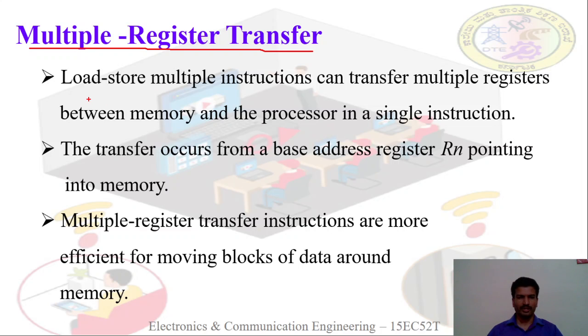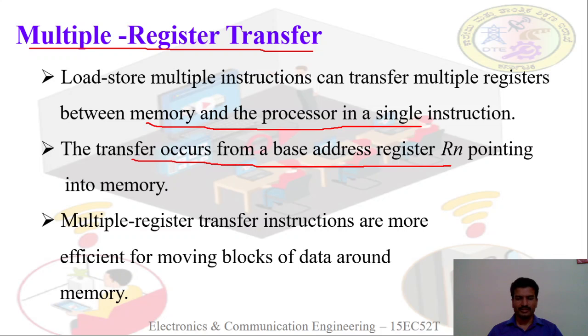Load store multiple instructions can transfer multiple registers between memory and the processor in a single instruction. We can write a single instruction that transfers multiple registers between the memory and the processor. The transfer occurs from base register Rn pointing into the memory. Here we are using one register acting as the pointer that holds the starting address of the memory. Compared to single register transfer instructions, multiple register transfer instructions are more efficient for moving blocks of data around the memory.